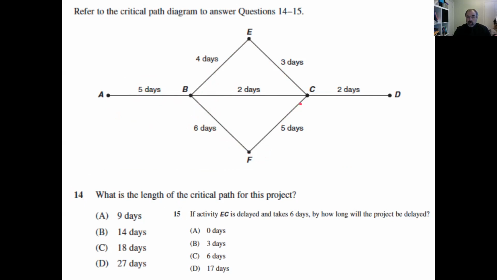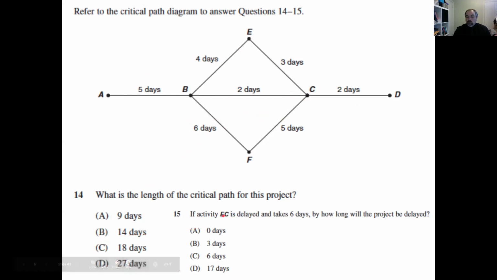And then we go 5 and then 2. So we've got 5, 6 is 11, and 6, that's 16. And then we've got the 2, which makes 18 days. If we add up the others, 18 would be the highest number, or the minimum time needed to complete all tasks. So C would be the answer there.